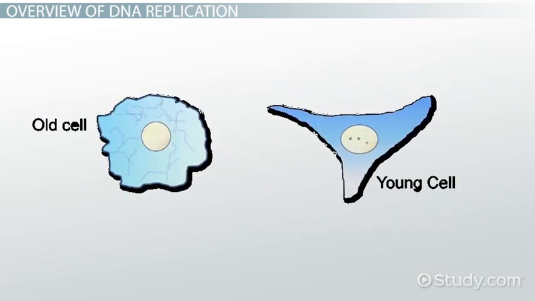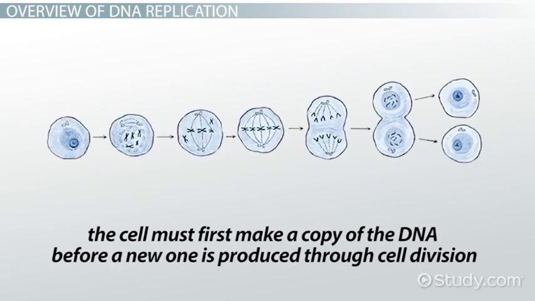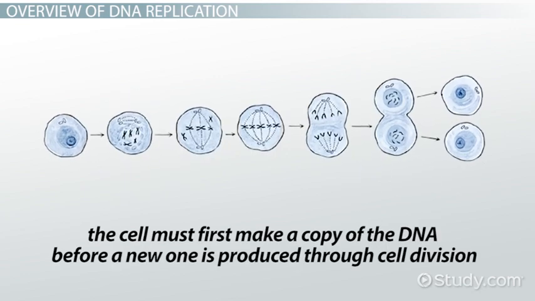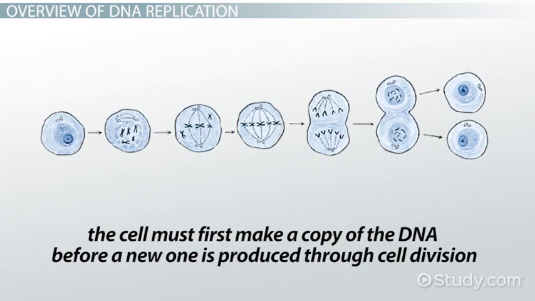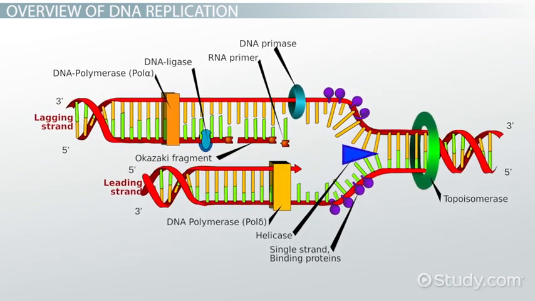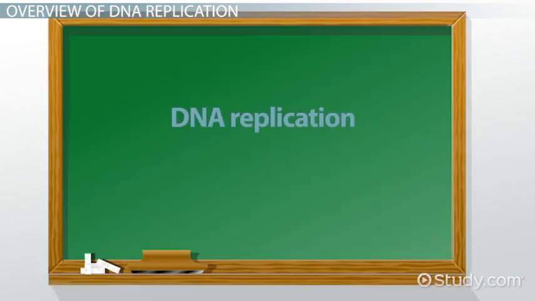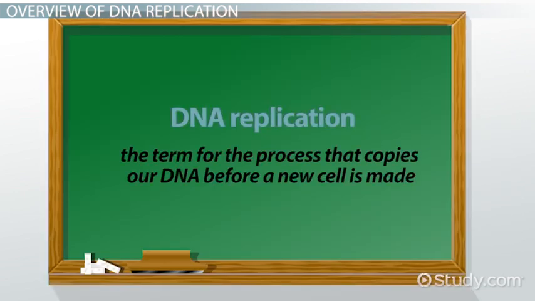Our cells age and constantly need to be replaced by new cells. For this to happen, the cell must first make a copy of the DNA before a new one is produced through cell division. This ensures that the new cell will have the full set of DNA found in every other cell. DNA replication is the term for the process that copies our DNA before a new cell is made.